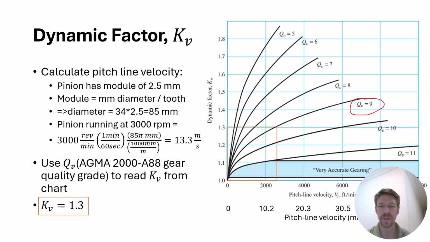So knowing the surface velocity, that gives you the horizontal axis. You can see the secondary axis that I added there, 13.3. So you find it's a little bit above 10.2, but not quite halfway to 20.3. So take that up to the quality grade, which was 9. We were told the quality grade in the problem is 9, and that gives you a dynamic factor of about 1.3.